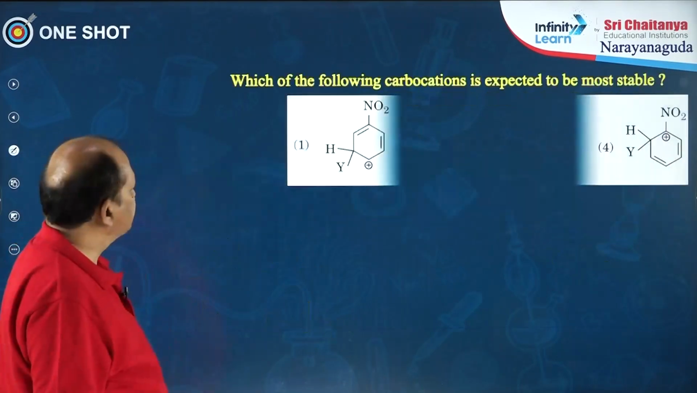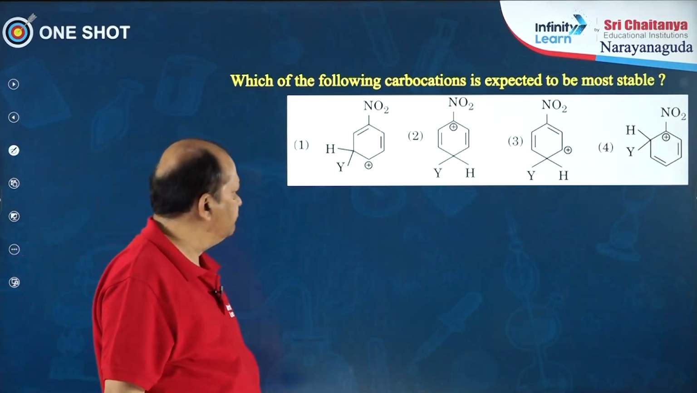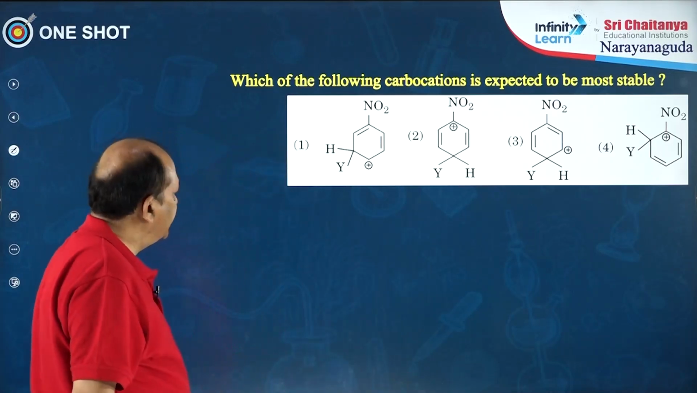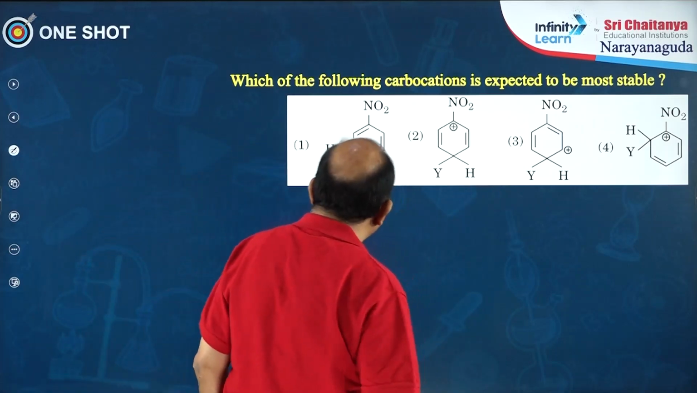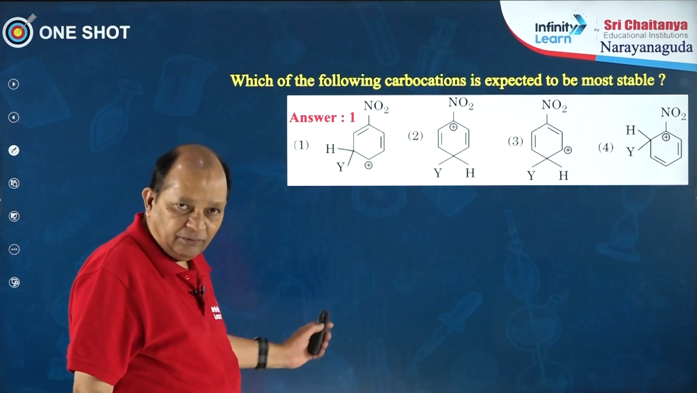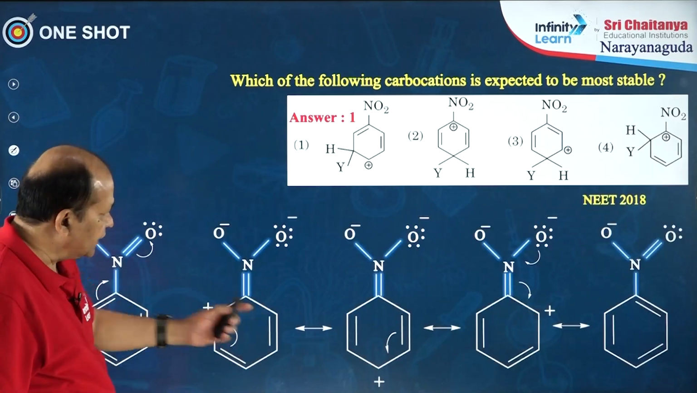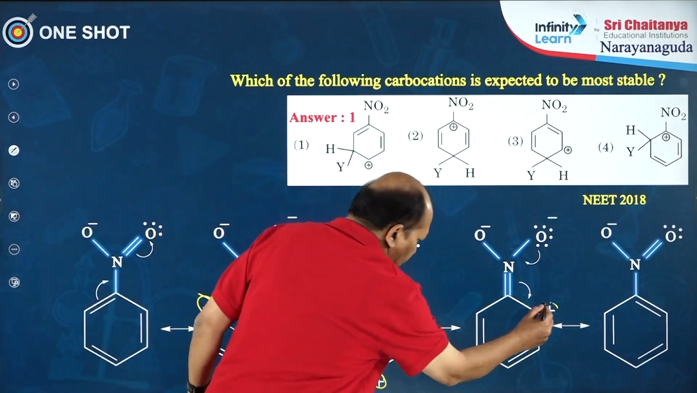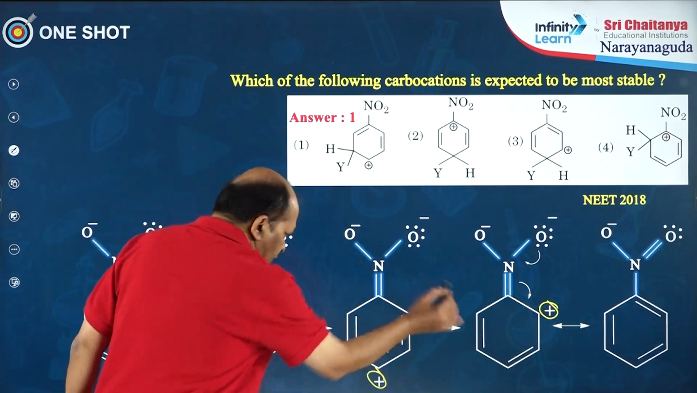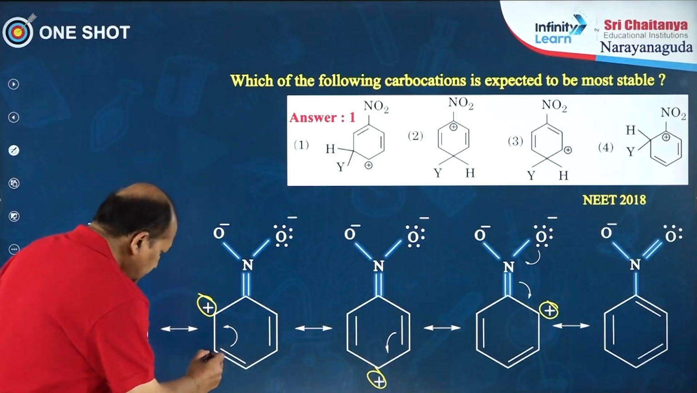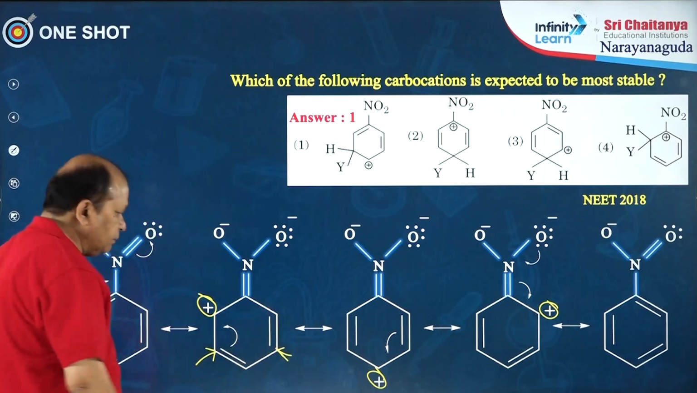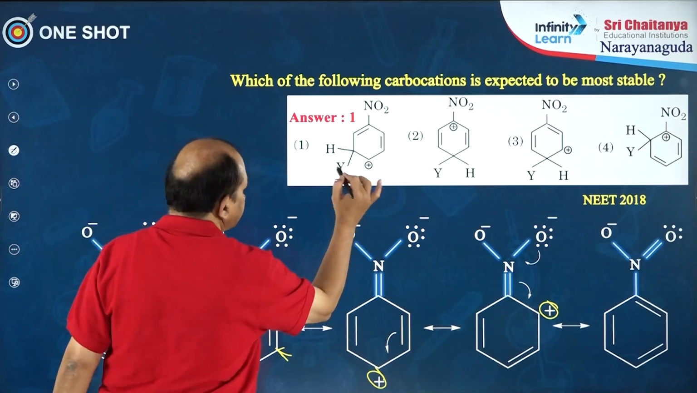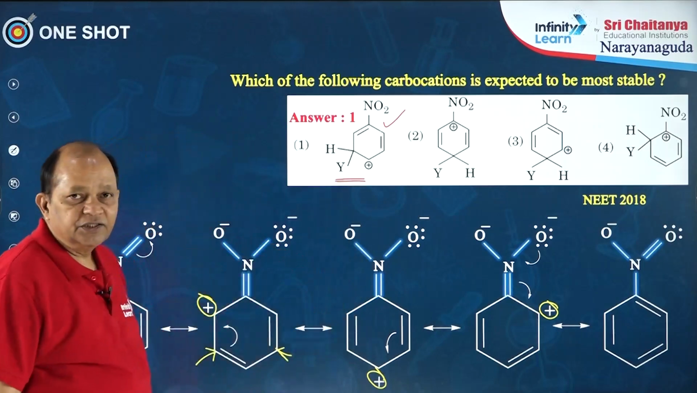Okay. Next one, which of the following carbocations is expected to be most stable? So, this is related to electrophilic aromatic substitution. Okay. Here observe the 4 intermediates, the correct option is the first option, why I will explain. Observe the resonance structures of nitrobenzene. You can observe positive charge at ortho, para and ortho positions, that is less electron density at ortho and para positions, more electron density at meta position. Therefore, when the electrophile attacks at meta position, this is the intermediate that is formed. Therefore, option 1 is correct.